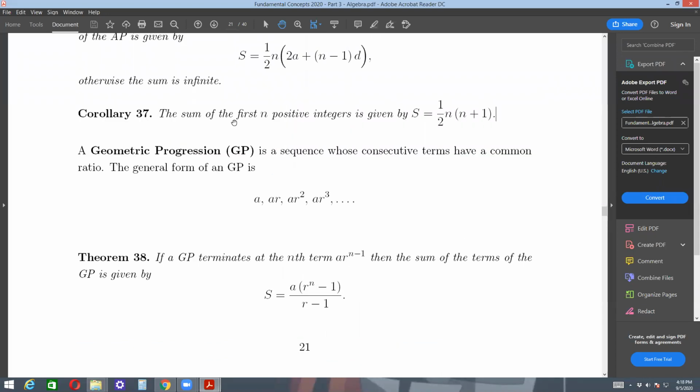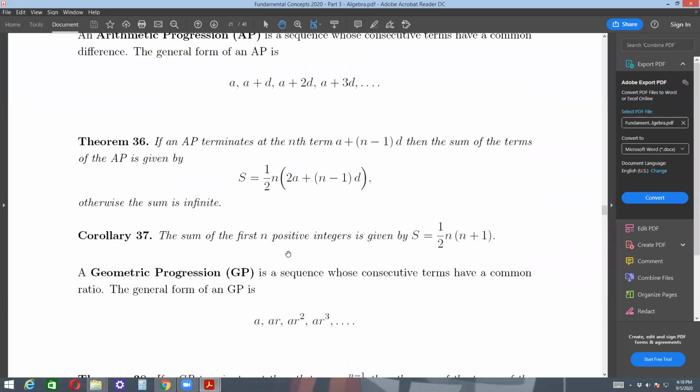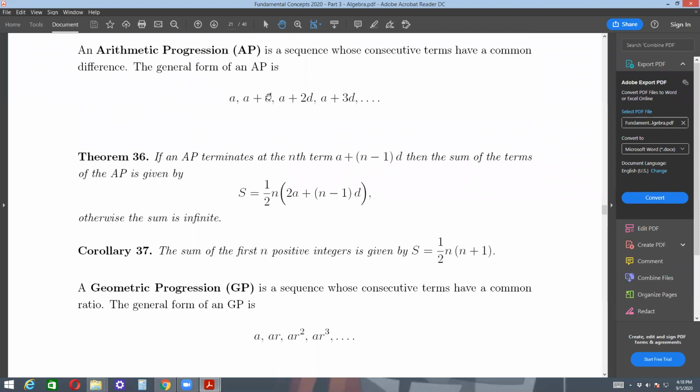All right, corollary, the sum of the first n positive integers is given by this. So if we're talking about the first n positive integers, it means that a is 1 and d is 1. So substitute a is 1 and d is 1 into here, and this thing simplifies to n plus 1.